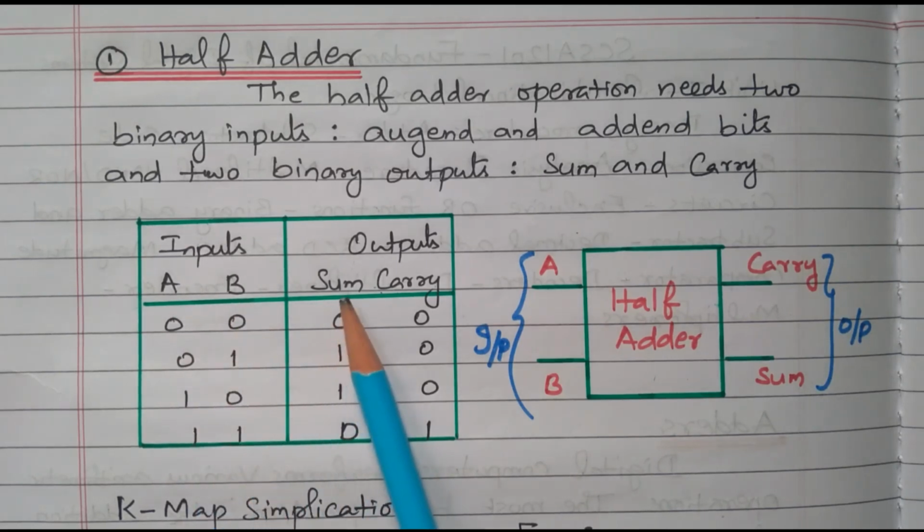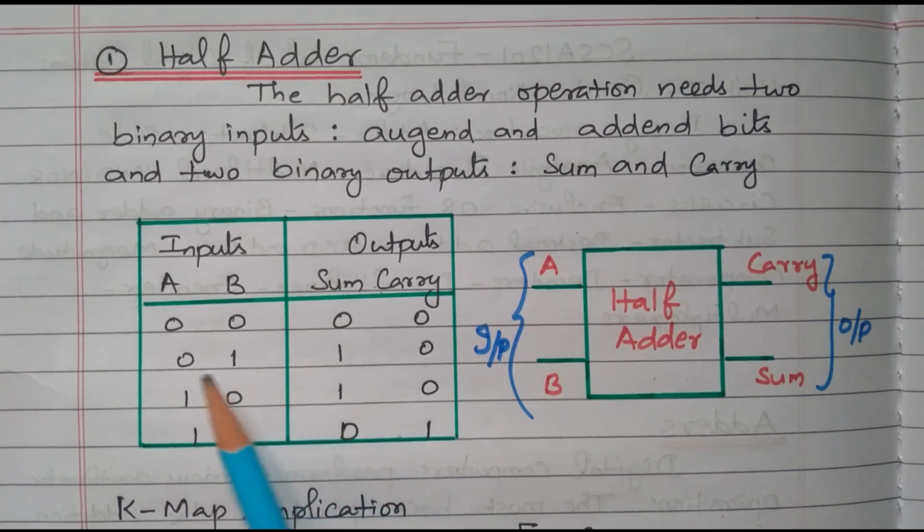So the sum is nothing but A bar B plus A B bar, right? A B bar plus A bar B is nothing but an exclusive OR gate. So we can use the exclusive OR gate for the sum. There, 1 is available. The corresponding input here: 0 1. 0 1 means A bar B. This one is correspondingly 1 0, A B bar.